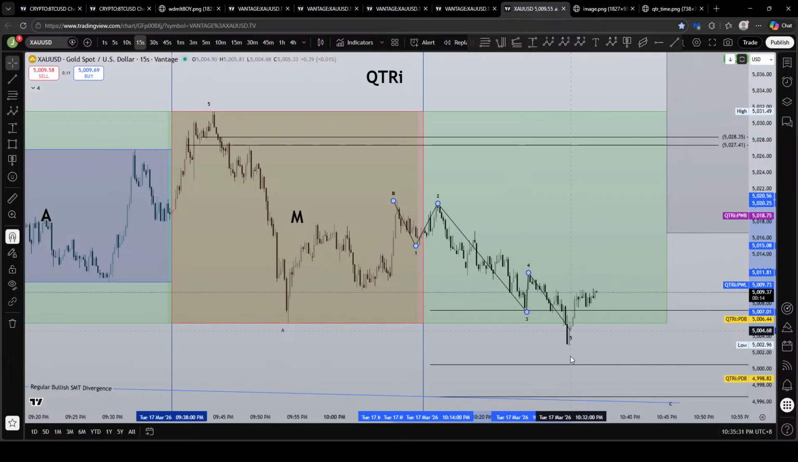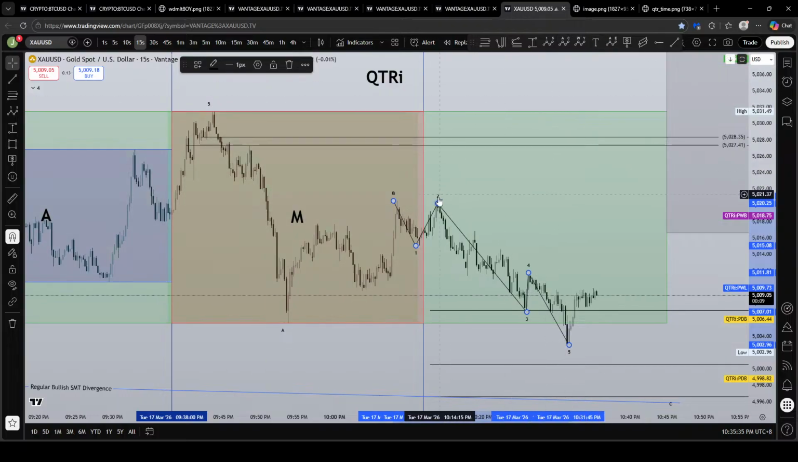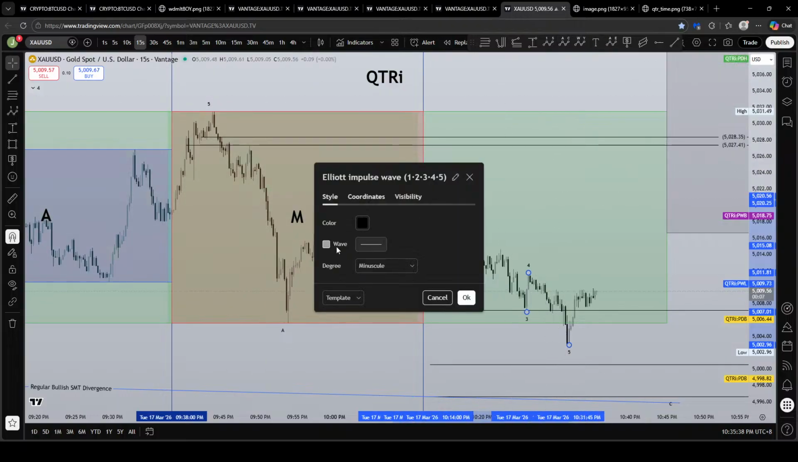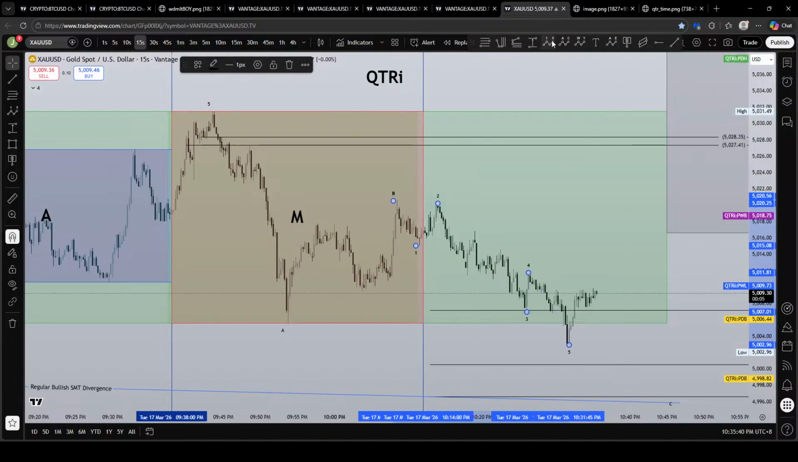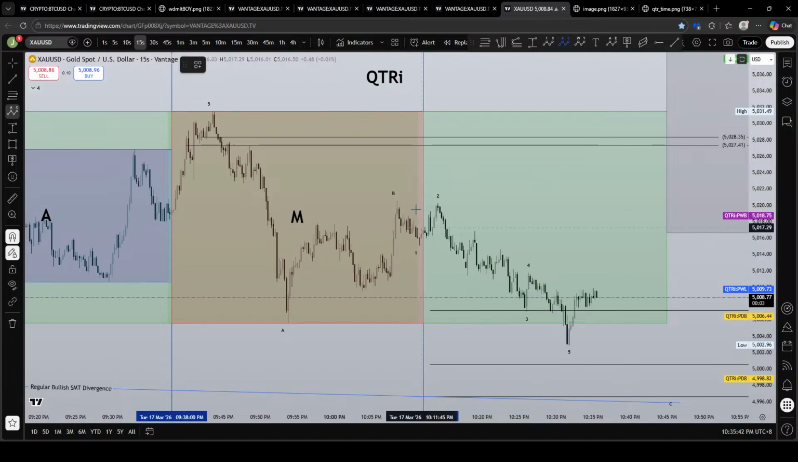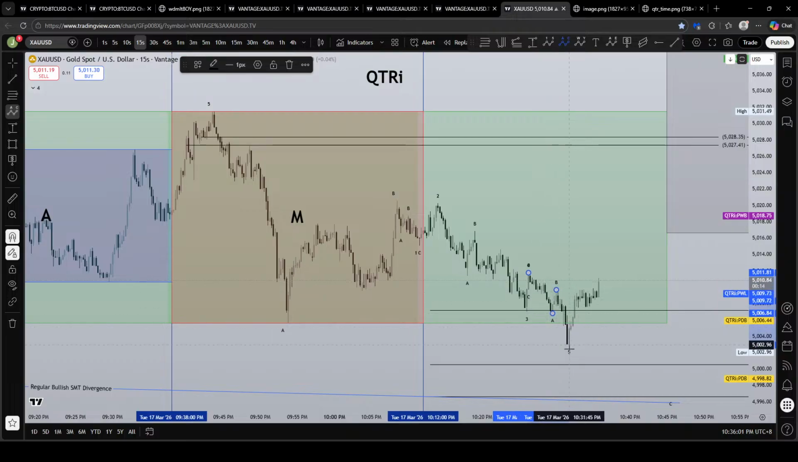It's an ending diagonal wave C. Why ending diagonal wave C? I can see 5 sets of ABCs. This one is an ABC. ABC as well for wave 2. Another ABC for wave 3. And then another ABC for wave 5.